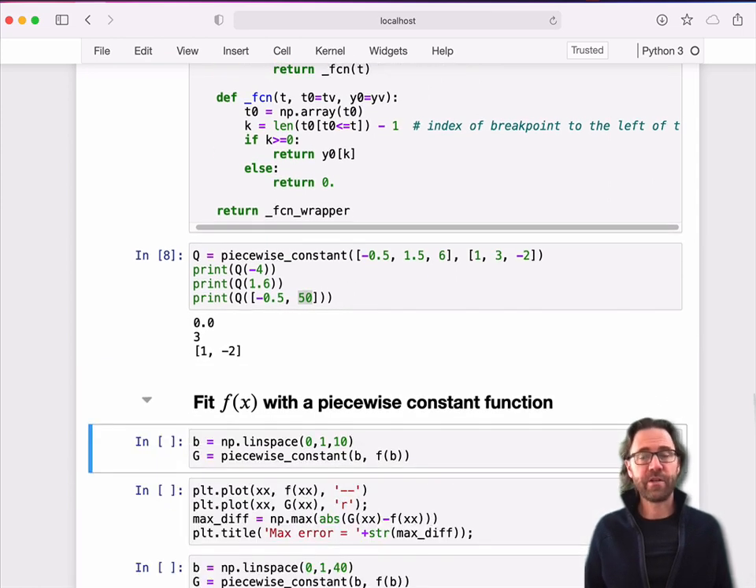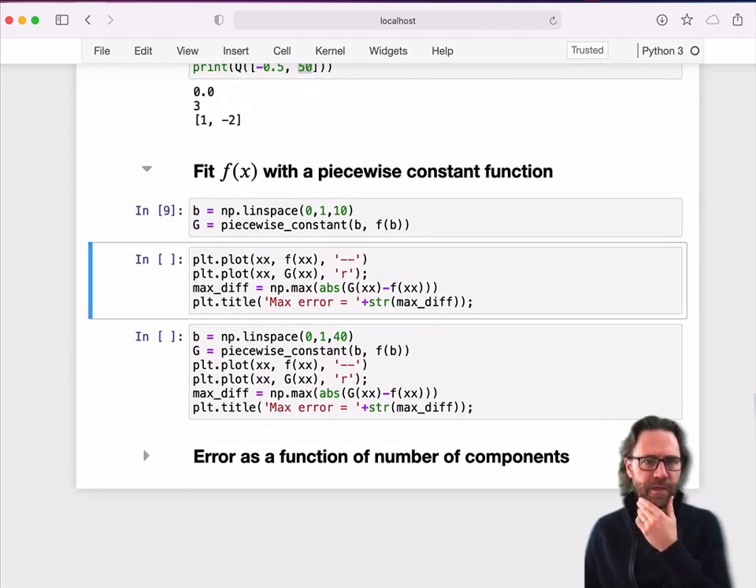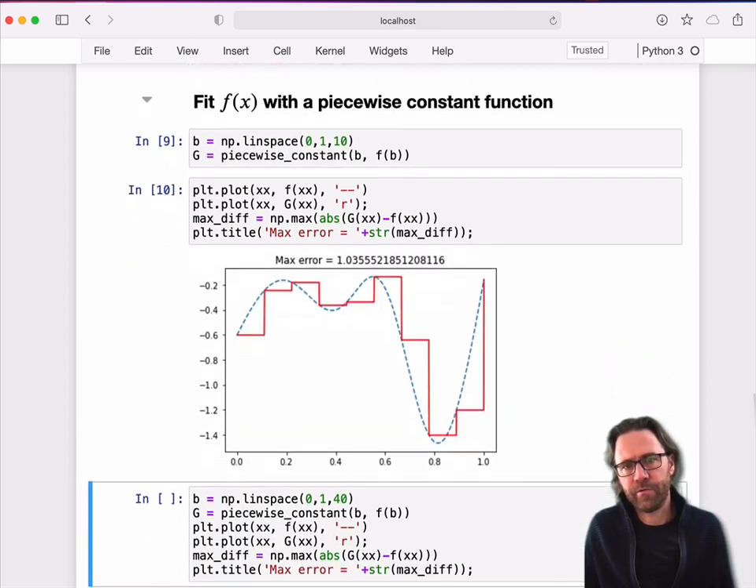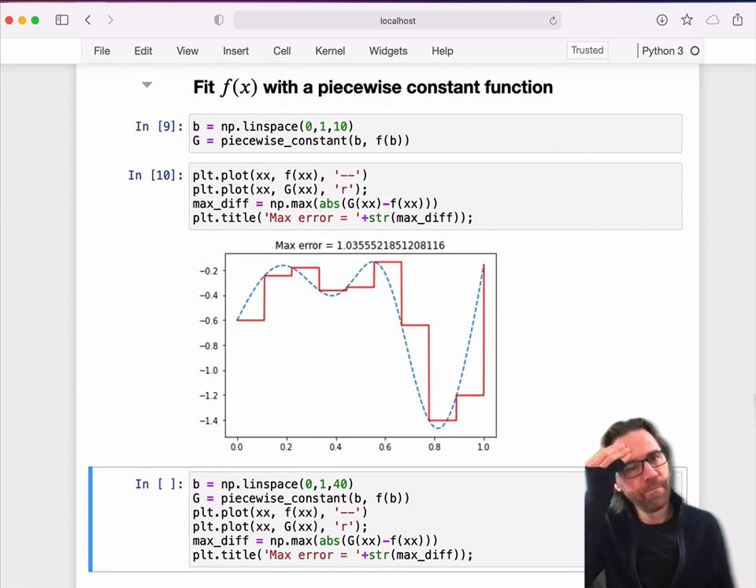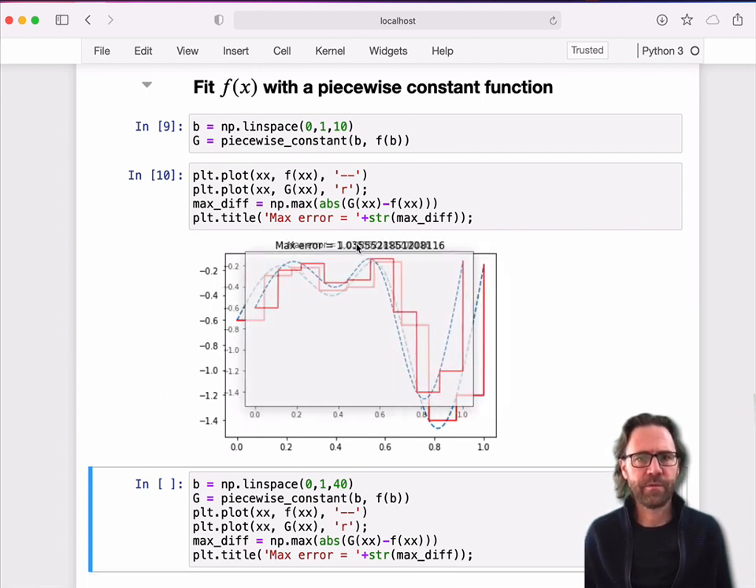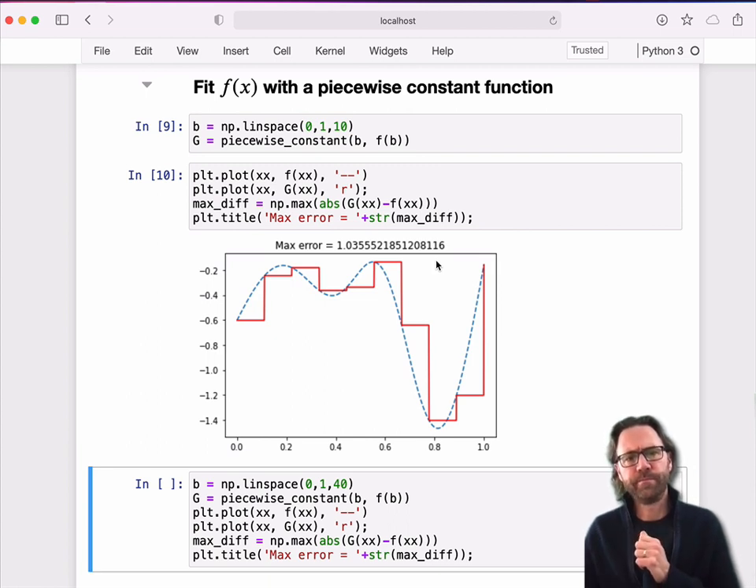So let's fit that function f I showed you before with a whole bunch of those pieces. I'm going to use 10 pieces. So there you go. I didn't choose my width according to the slope of my f. I just chose a constant width. The max error here is 1.035. So that happens here, I guess.